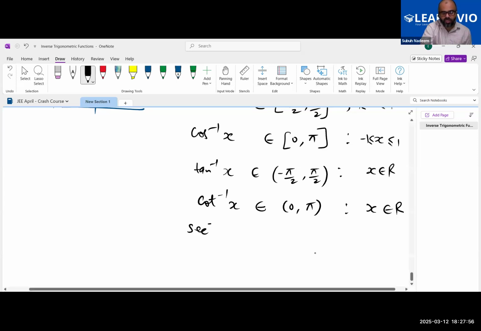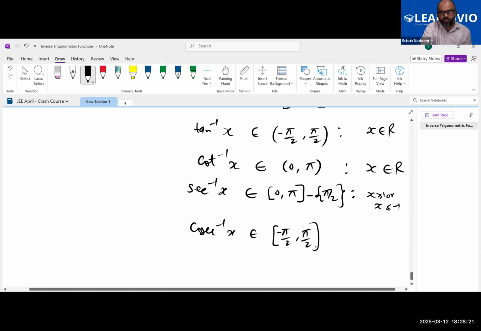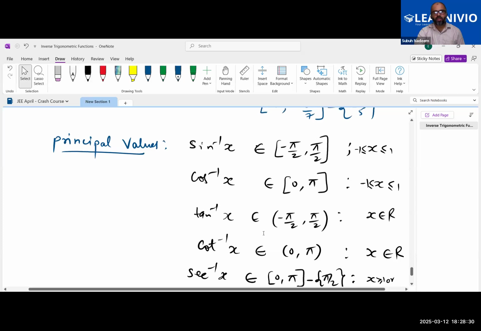Then we come to sec inverse x. Sec inverse x belongs to just as in cos inverse, but it will not include one value, which is pi/2. And here x is either greater than equal to 1 or less than equal to -1. And cosec inverse x, here it will again be -pi/2 to pi/2, like in sine, except one value, 0, it can't take. Here also x greater than equal to 1 or x less than equal to -1. So this you should remember. This is a very important concept.